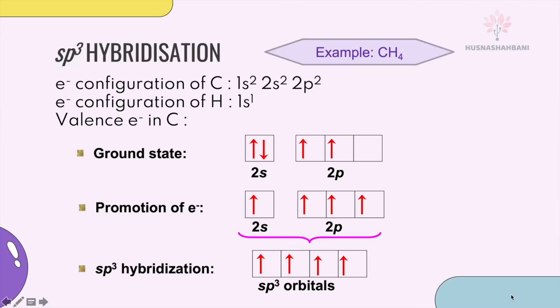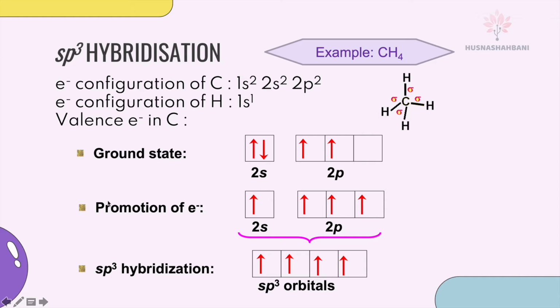sp3 hybridization. For the molecule CH4, write the electronic configuration for all atoms in CH4. So this is the electronic configuration of carbon and the electronic configuration for hydrogen. Second step, draw the orbital diagram of the valence electrons of the central atom. The ground state is 2s2, 2p2: 2 electrons in 2s, 2 electrons in 2p, singly first before pairing up.